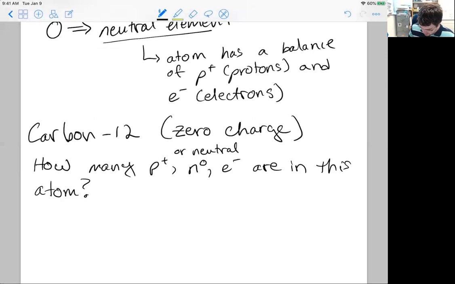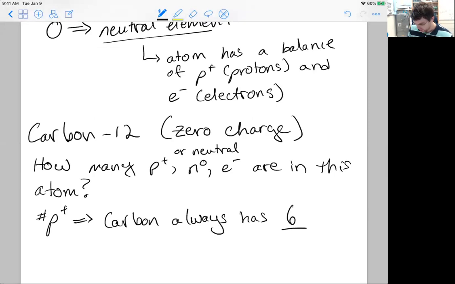Okay, so first of all, the number of protons can be determined by the element. Carbon always has 6 protons. Okay, so step 1 is complete.